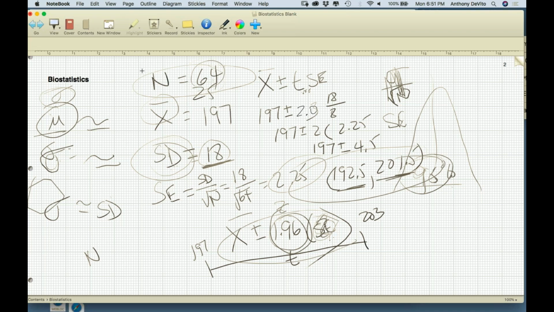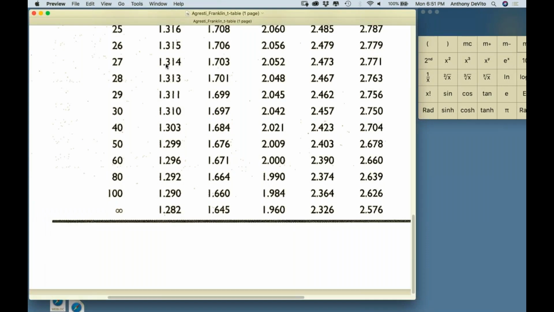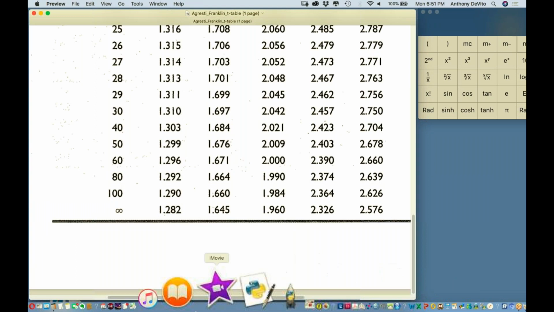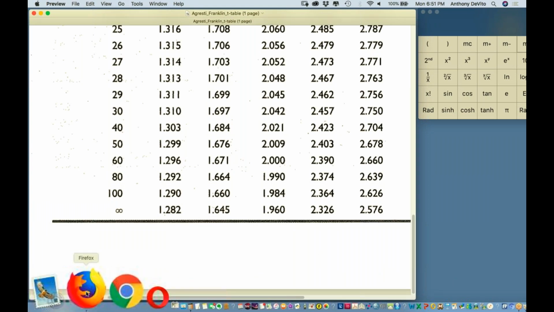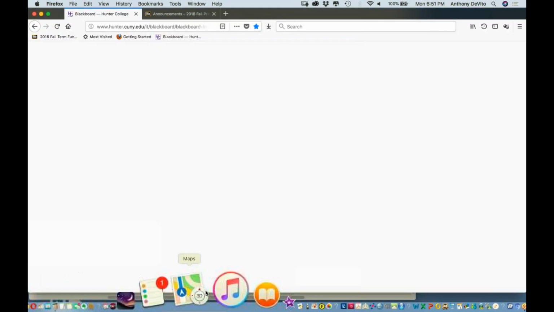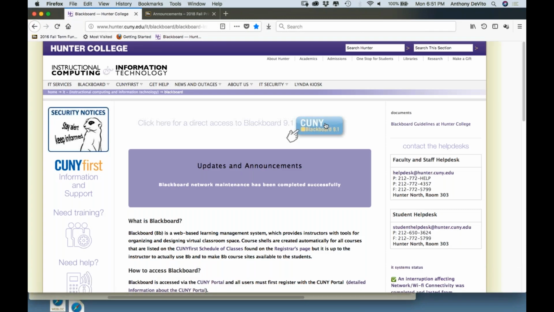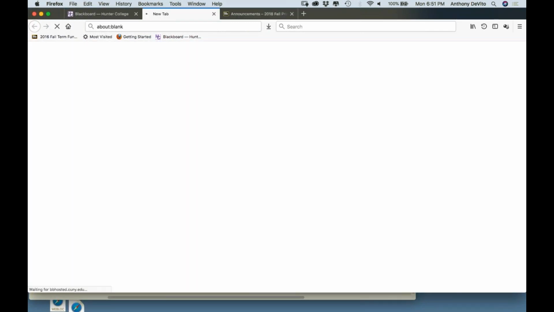Okay, let's open up a file from Blackboard and you guys can try an example of this. Let's see. There it is. How are we doing online? Okay. Oh, good.